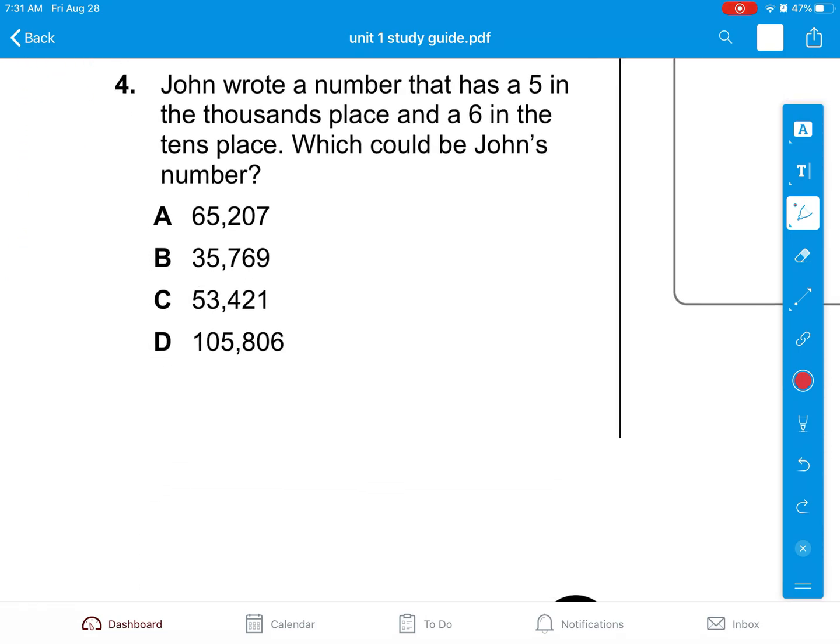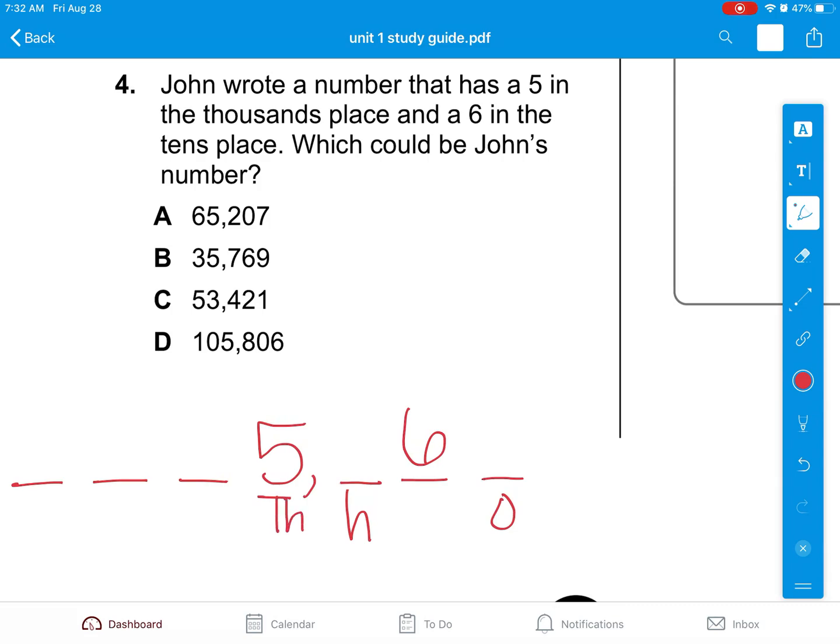Number 4. John wrote a number that has a 5 in the thousands place. I don't know this number, but I know it's got a 5 in the thousands place. And then it says it's got a 6 in the tens place. So I don't know if there's more digits in front of it. I don't know what the hundreds place is. I don't know what the ones place is. But I do know my answer is going to have a 5 in the thousands place and a 6 in the tens place. So I'm going to look at these and find one that matches. The only one that has that is B. It's got a 5 in thousands, 6 in tens.